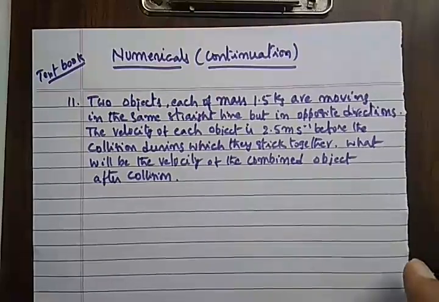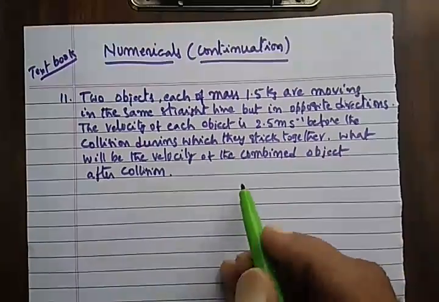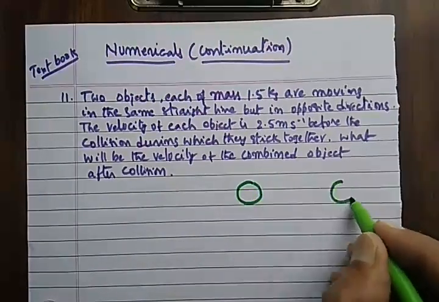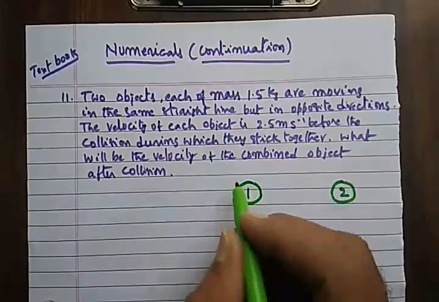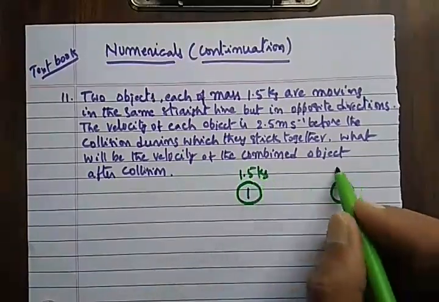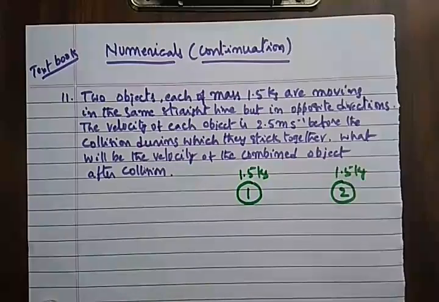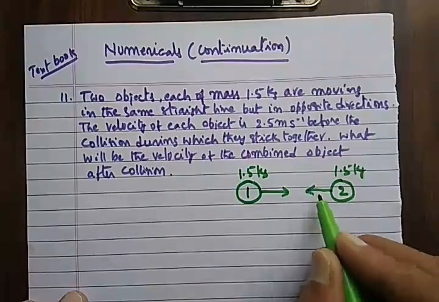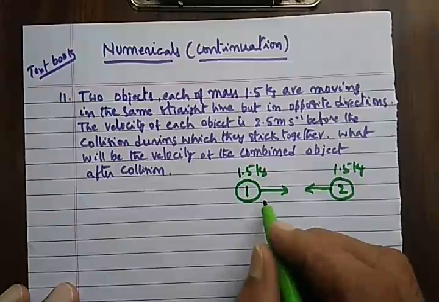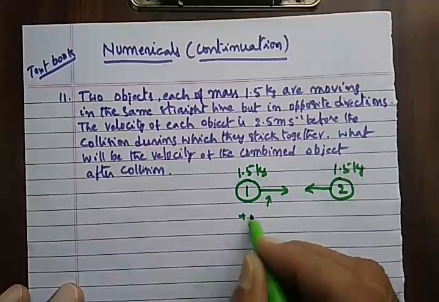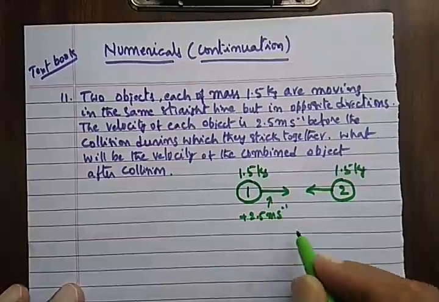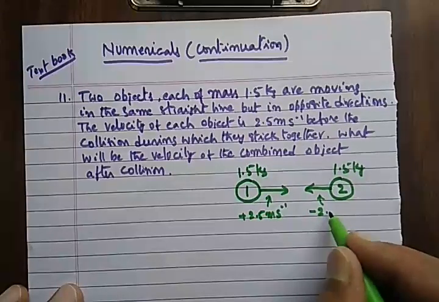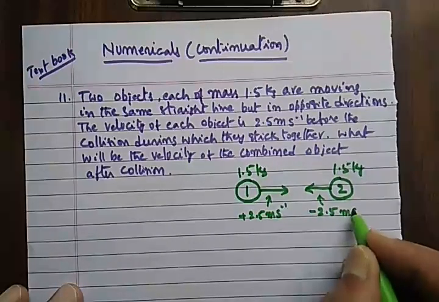Okay. So first we will draw a figure to understand the numerical. So these are two objects, number one and number two, both of the same mass, 1.5 kg, and this one is moving in this direction, we assume. So object 2 is moving exactly in the opposite direction. The velocity of this one I will take as plus 2.5 meters per second. Then this will be moving with the exact same value but in the opposite direction, so that's why I put a minus sign, meters per second.